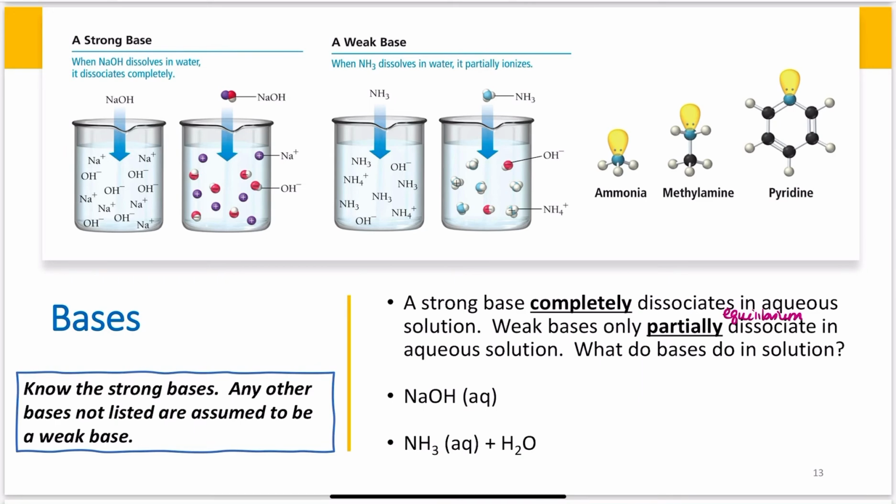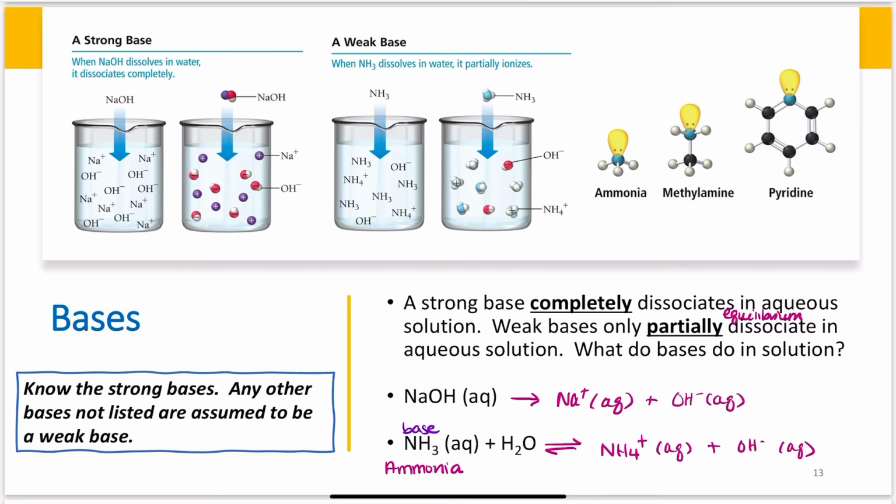So NaOH in solution is going to form Na+ ions plus OH- ions. Whereas ammonia, it forms an equilibrium. You should know this is called ammonia. Ammonia forms ammonium and hydroxide. Again, this is your base. So this is your conjugate acid. Because this is a base, water's acting as an acid and forming a conjugate base.